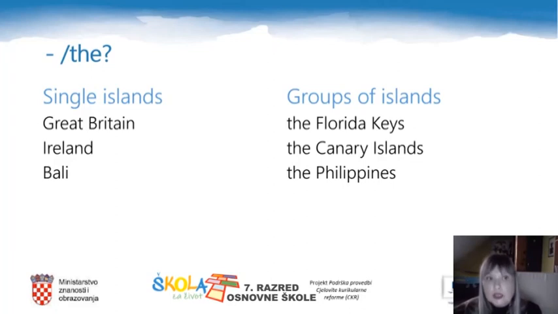Again, when we talk about single islands, we say Great Britain, Ireland, or Bali. Kada govorimo o pojedinačnim otocima, ne koristimo određeni član. But with groups of islands, we use the article. So we say the Florida Keys, the Canary Islands, or the Philippines.